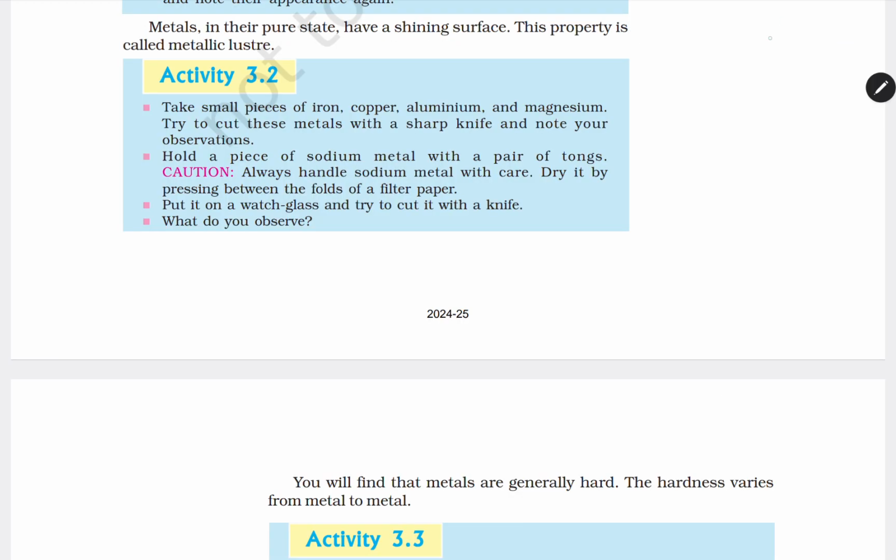Now the second activity. Small pieces of iron, copper, aluminium and magnesium are collected. Try to cut these metals with a sharp knife and note your observations. Hold a piece of sodium metal with a pair of tongs. Here one caution is given: always handle sodium metal with care. Dry it by pressing between the folds of a filter paper, put it on a watch glass and try to cut it with a knife.